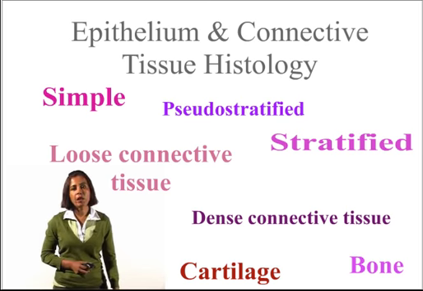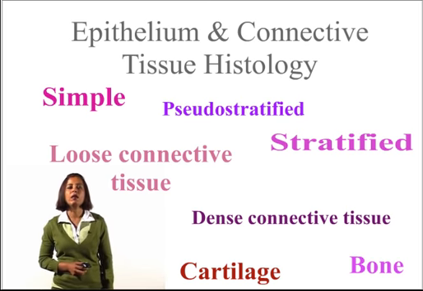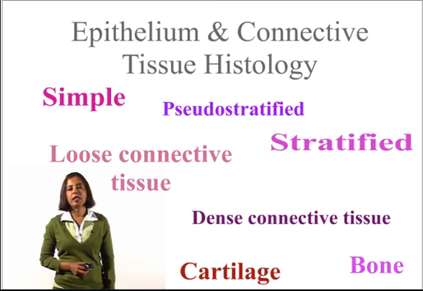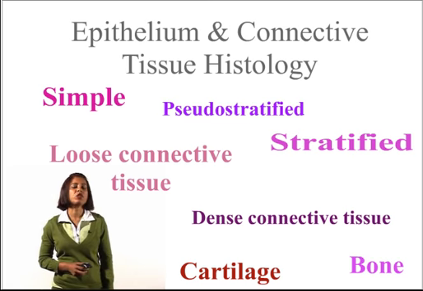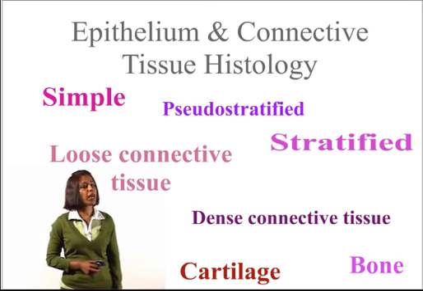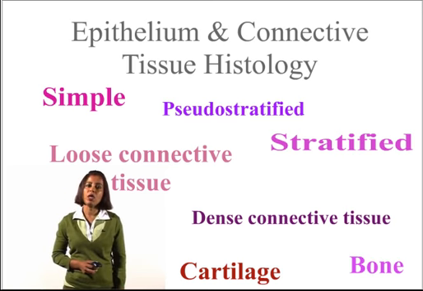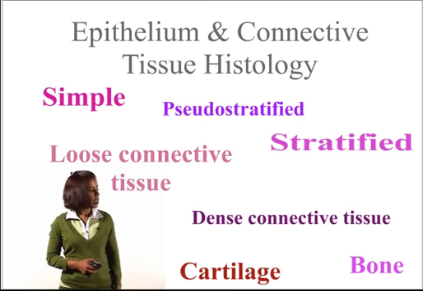In this first part, what we're going to look at are the slides of some epithelia and connective tissue. Now we are going to look at simple, pseudostratified and stratified epithelia, and in connective tissue we're going to look at loose connective tissue, dense connective tissue, cartilage and bone.